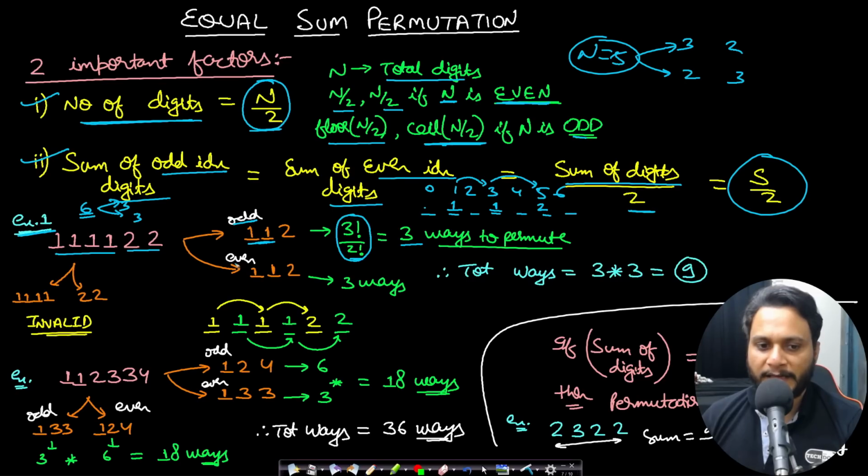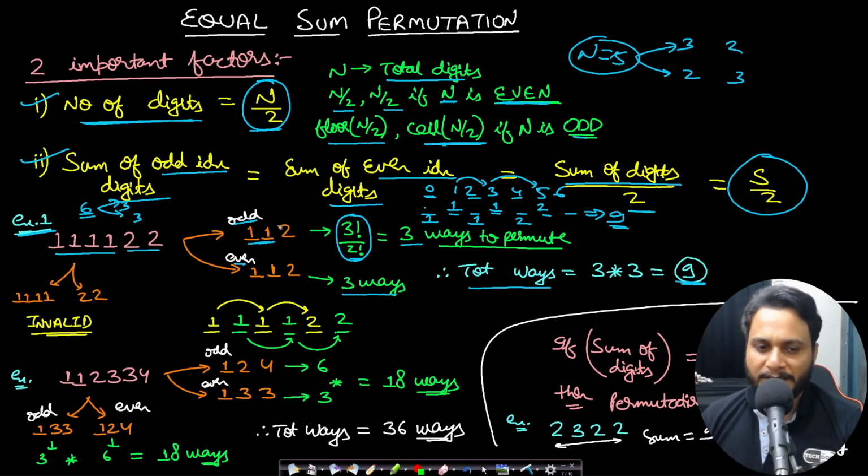And at the even locations, like 0, 2 and 4, I can place 1, 1 and 2 in again 3 ways. It is the same thing, right? 3 factorial by 2 factorial. So how many unique representations will happen? 9 unique representations. So the total ways contributed by this split is 9.